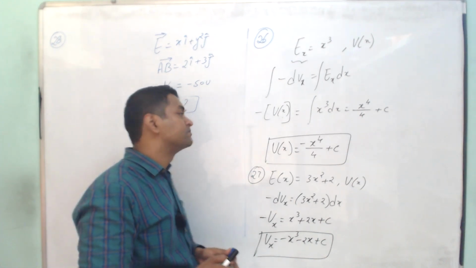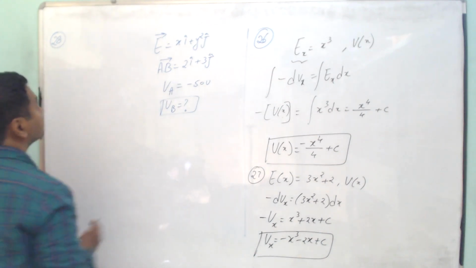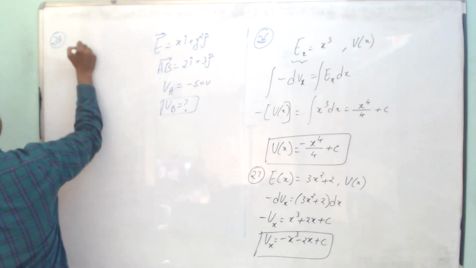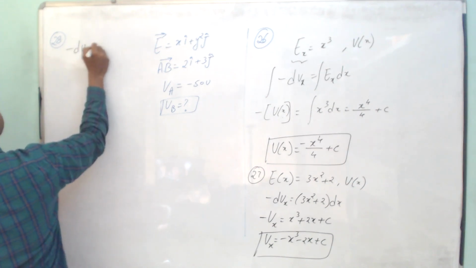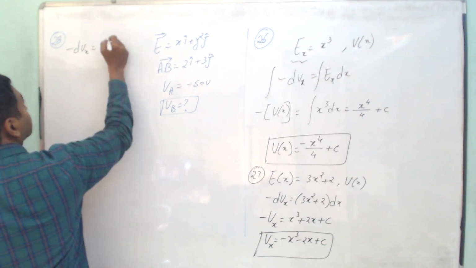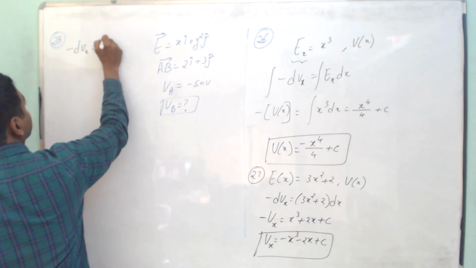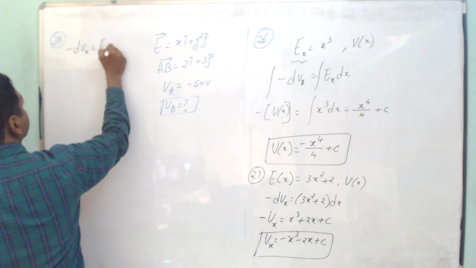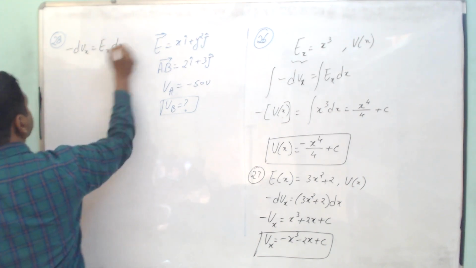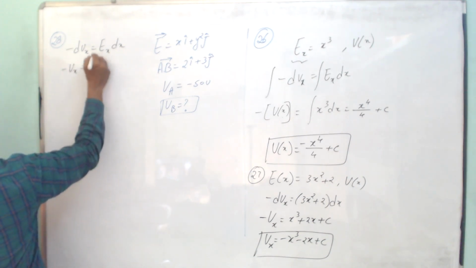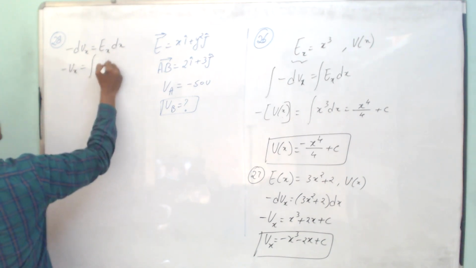Fine? So first what will I do? First I will go for individual x and y. So minus dV(x) is equal to, and because I have already written this, I'll write the entire thing. So basically minus V(x) is equal to the integration of x into dx, correct?